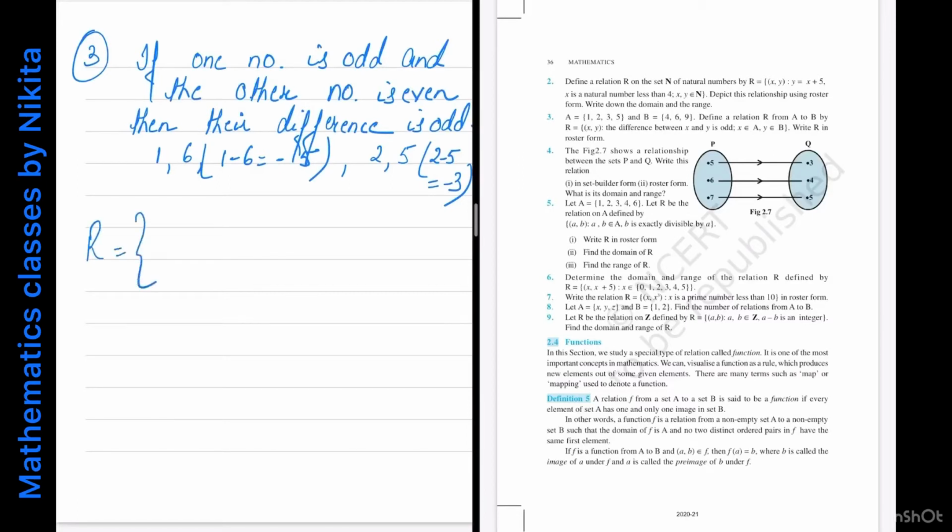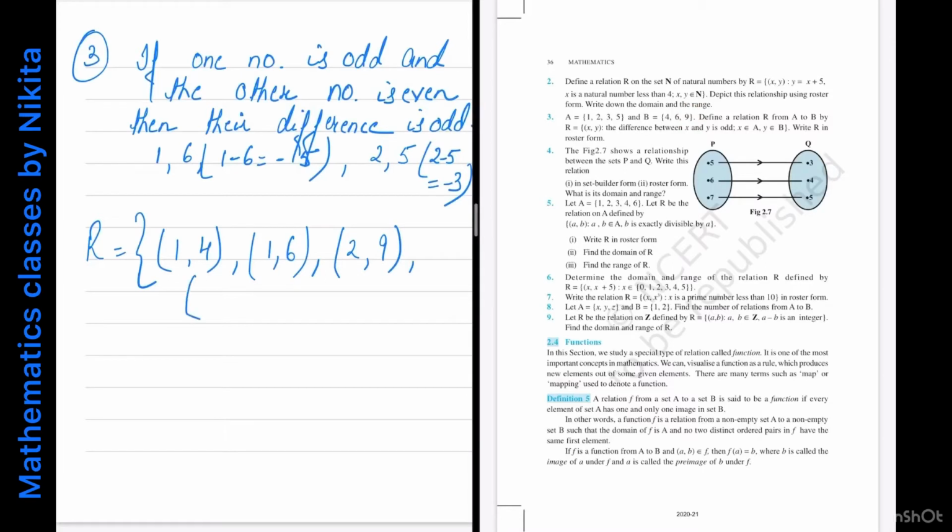So what I suggest is keep putting the values of x. For example, if I take x to be 1, now x is an odd number, so y has to be even. So y can be 4 or y can be 6. So therefore 1 would be related with 4 and 1 will be related with 6. Now next let us pick x to be 2. Now if x is equal to 2, which is an even number, so y can be 9.